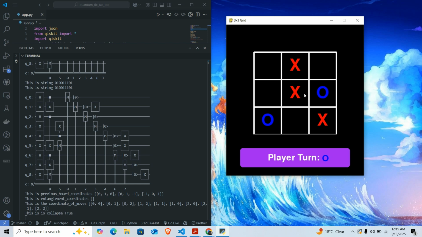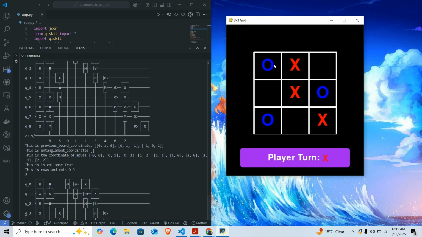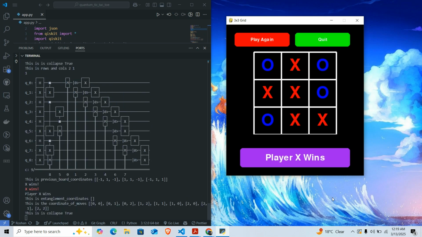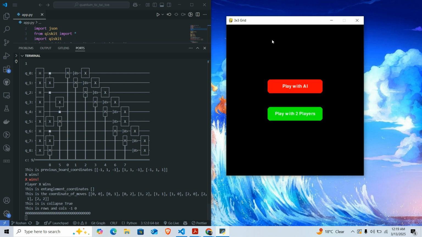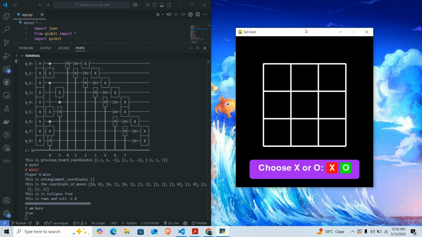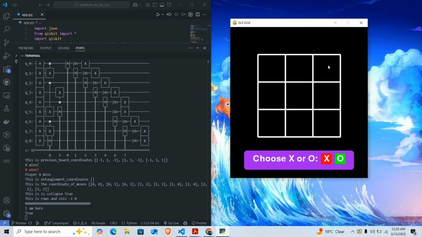So now we play the classical game. Okay, now it's X's turn. And it is done. You can see player X wins. Now let's play again. Now let me show you another concept of quantum mechanics.